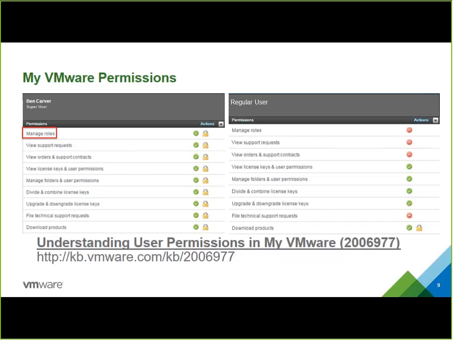Manage roles. Permission to manage roles or add an administrator for the account. View support requests. This gives permission to view support requests that are filed for the account. View orders and support contracts. This provides permissions to view orders and support contracts for the account. View license keys and user permissions. This provides permissions to view the license keys and the permissions given to each user on the account.